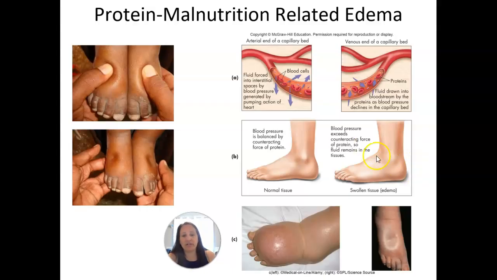Okay, and here's just some pictures. Look, this is really bad. Very bad edema on this foot. You can see this foot right here has edema, and you can see this depression that is left from pushing. Okay, and the same thing here. This is a child's feet, so same thing. So not enough protein ends up in this loss of fluid balance, and we end up with swelling or edema in our tissues. Okay.